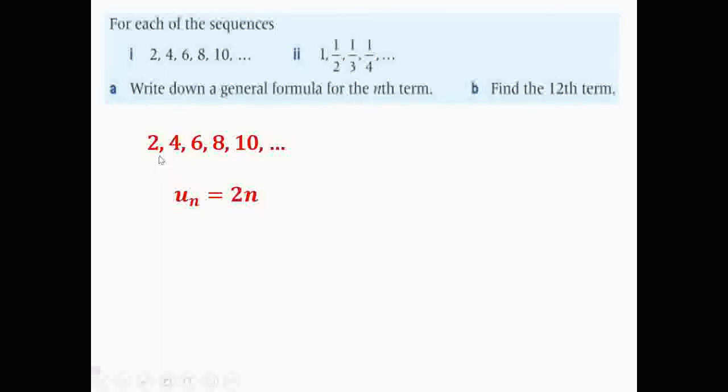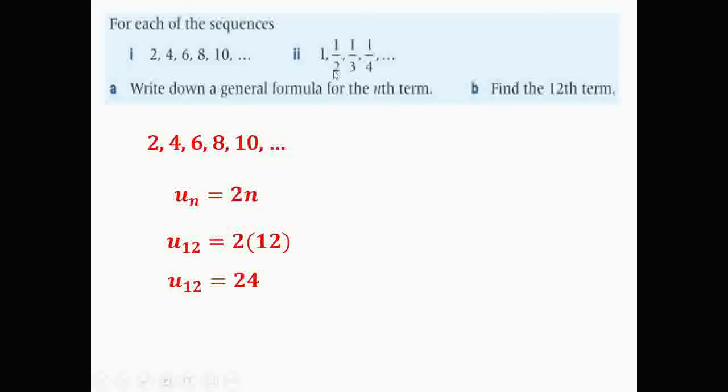So you take the term number 1, multiply by 2 to get a value of 2. Term number 2, multiply by 2 to get 4. Term number 3, multiply by 2 to get 6. So that's the rule. Now that we have the rule, find the 12th term. u sub 12, 2 times 12, will be 24 in this sequence. Try that for this one as well.